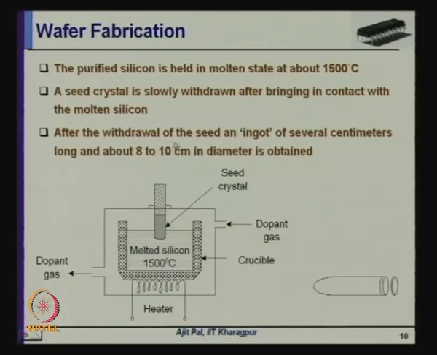After the withdrawal of the seed, an ingot 3 to 4 centimeters long and 8 to 10 centimeters in diameter is obtained. Then this ingot is sliced. You can see this is sliced, and this forms the wafer. After slicing this ingot, we get a number of wafers, and the wafer is the base material that is used for the purpose of fabrication.